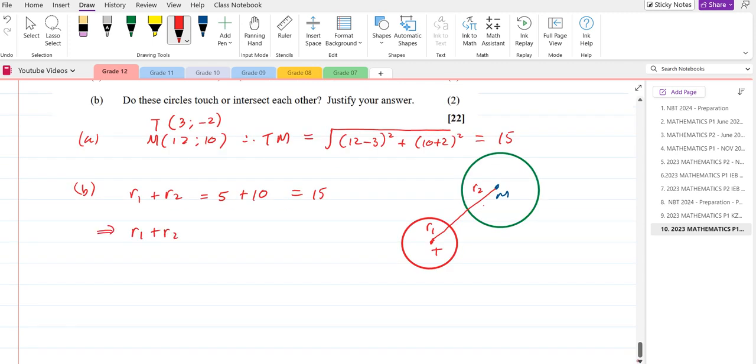Therefore, R1 plus R2 is equal to the distance between the centers. So what we can say is, do these circles touch or intersect? The circles touch externally. They do touch externally because they are equal. So let me just do this now.